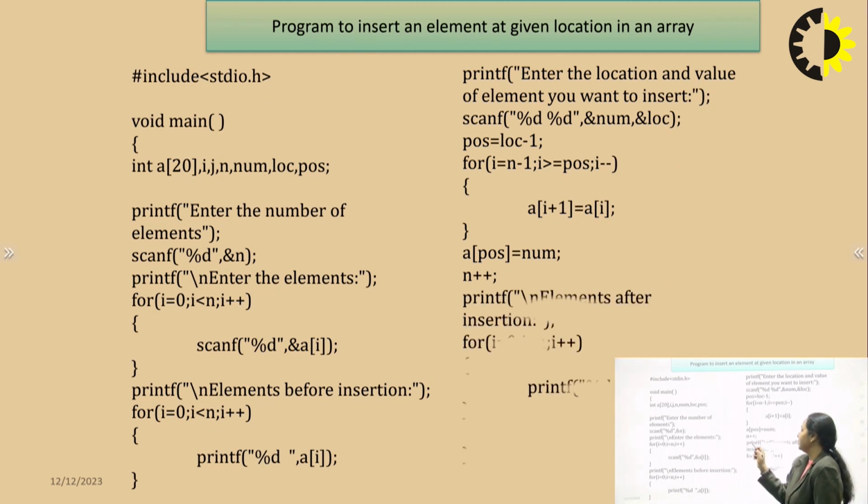After this, I can print the elements. For i equal to 0, i less than n, print A[i]. So all the elements which are stored after adding the new element will be printed after execution of this particular statement.